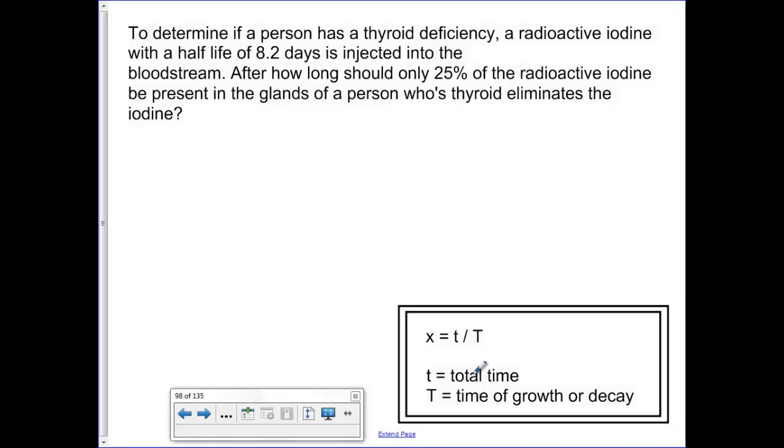What a half-life means is that it keeps getting cut in half. So like if you start with 10, after a while it gets cut down to 5.